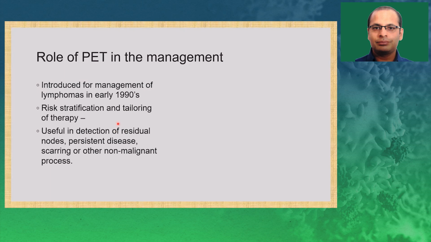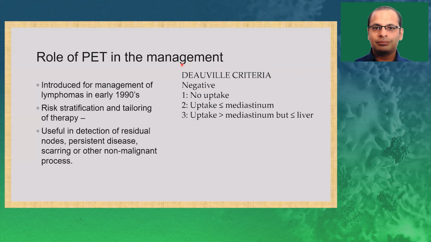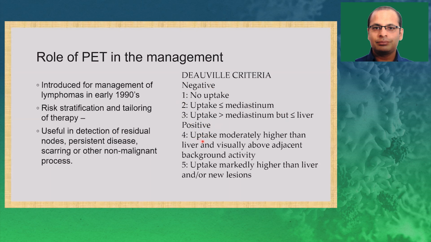Earlier, we had other classification systems for staging on the PET, but now what we have is the Deauville criteria, which have been used for more than 2 decades. It's called negative if the uptake in the node is compared to mediastinum and liver, so 1, 2, and 3 are termed negative. 4 is positive when the uptake is slightly higher than the liver and usually above the adjacent background activity. 5 is when the uptake is markedly higher than the liver. And X when new areas of uptake occur which are unlikely to be related to lymphoma. This is different from the Ann Arbor staging, in which X used to denote bulky disease.